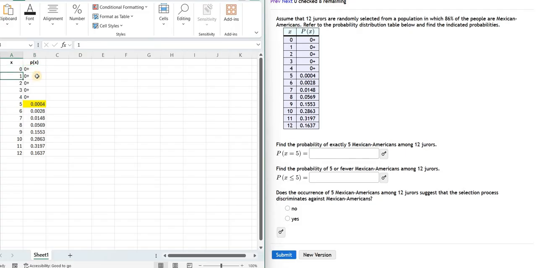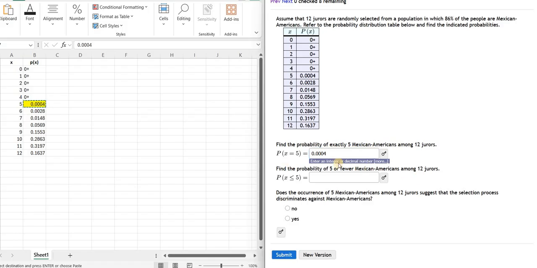So the way you read this table is, for example, the probability P of 0 is 0. P of X equals 1 is 0. P of X equals 5 is 0.0004. P of X equals 6 is 0.0028, and etc. So that's how you read it. So exactly 5, that means we're going to look for X equal to 5, and then the corresponding probability is this number. So I'm just going to copy that and paste it here.